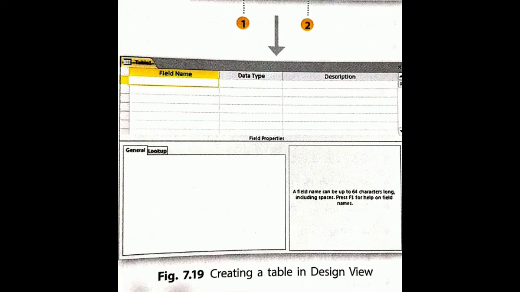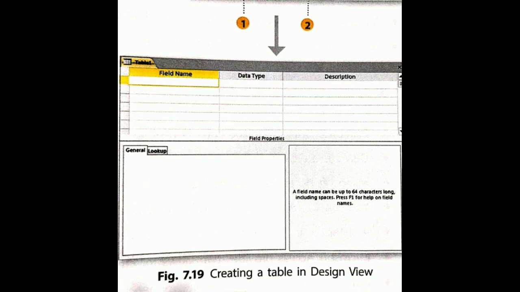This is how our table looks after following the first two steps in order to create a table in design view. Okay, this is our blank table. So in this table we have to enter the different details. First is the field name, then you have to enter the data type, then the description. Now let us see how to enter the field name into the table.